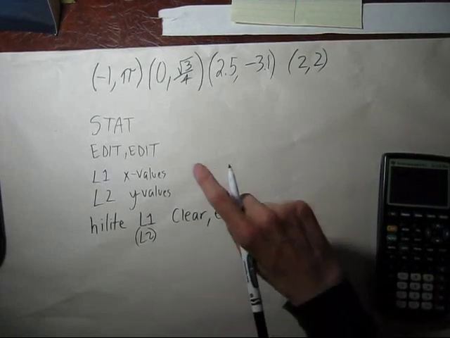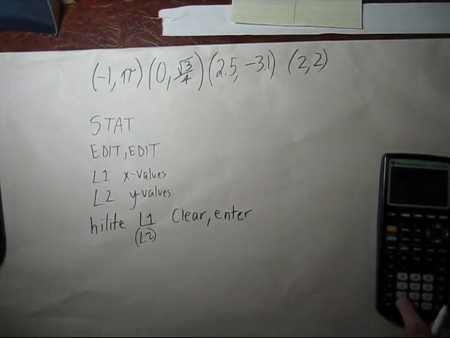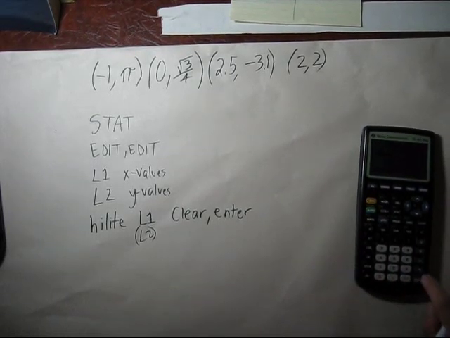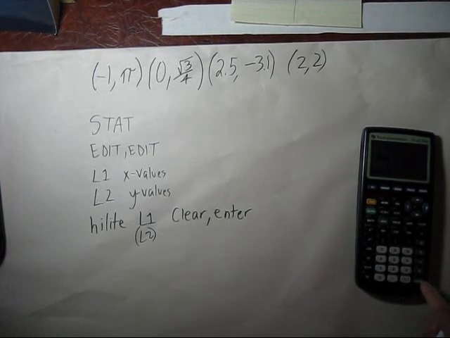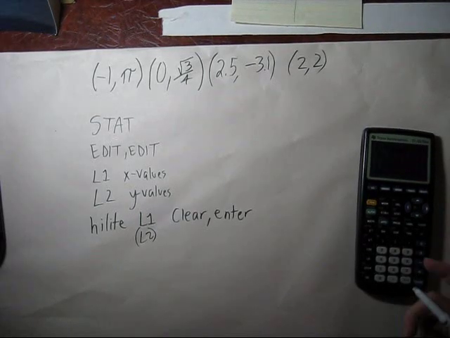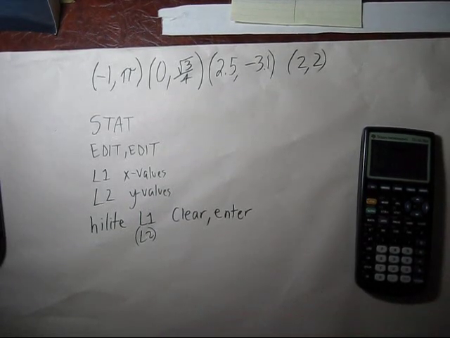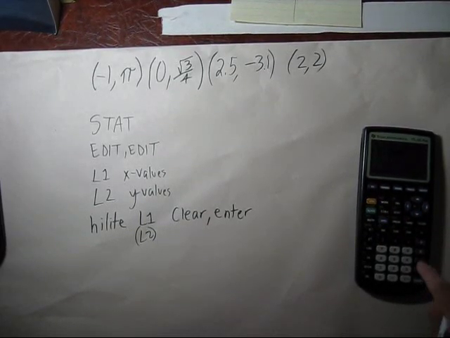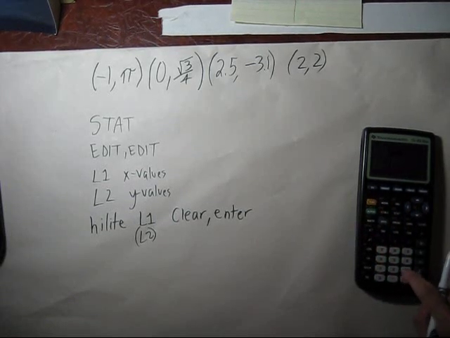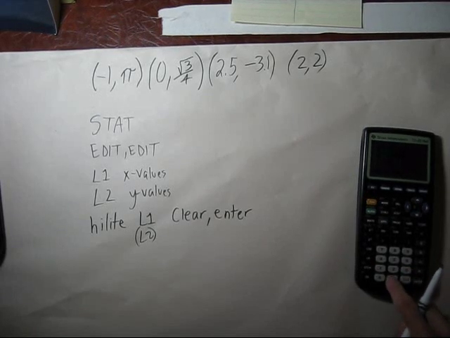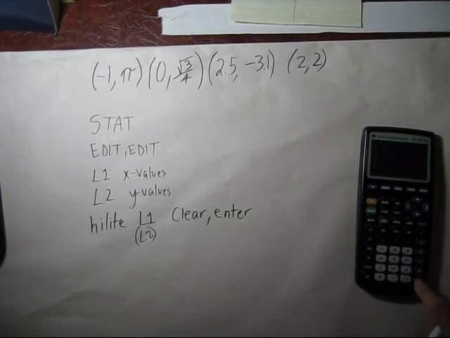Okay, and L1 is our X value, so you'll type a -1, enter, and 0, enter, 2.5, enter, and then a 2, enter. And then arrow to the right to go over to L2 and enter all your Y values. So pi to second caret, square root of 3, right parenthesis divided by 4, enter, -3.1, enter, and 2, enter.